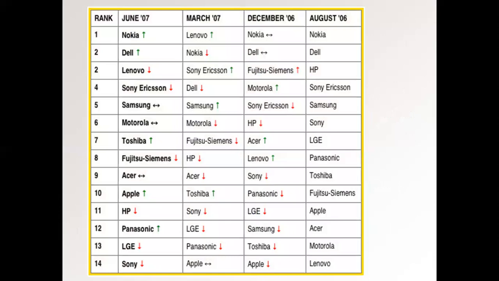See, this is the graph. Rank Nokia is number 1. March 2007, March 2000, June, March, December, August. So there is improvement in June 2000, March and June 2007.